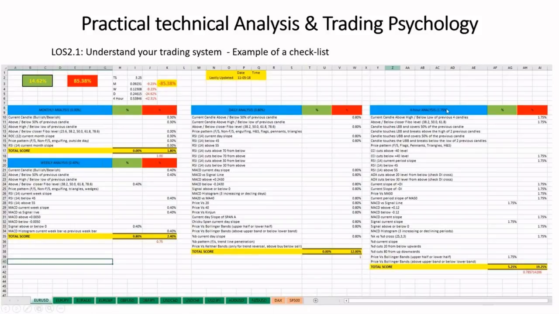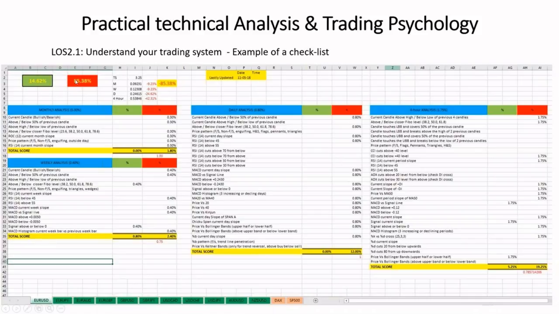And this is an example of a checklist I'm personally using. And now we are looking at euro-dollar, for example. This was lastly updated 11th of May. And I saw, based on my system, that I had 85% probability to get a successful short position. This is how a checklist should look like.